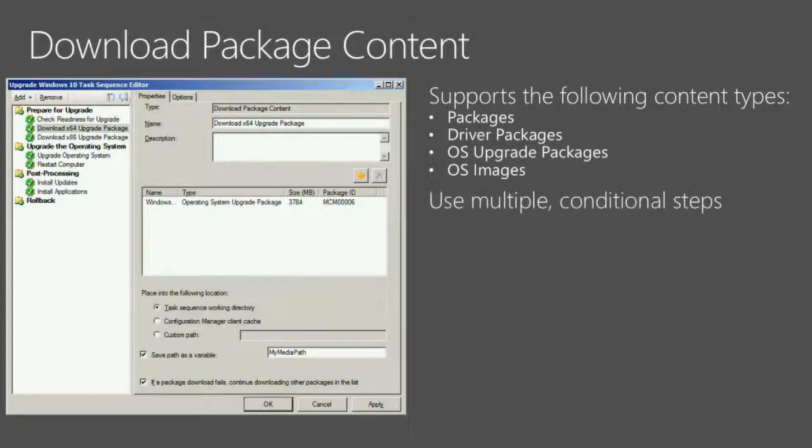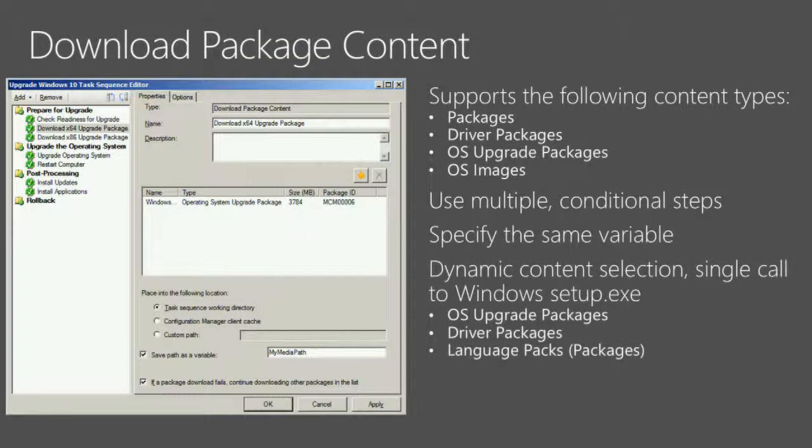Now, in the case of upgrade, the use case here is that you can specify a couple of different steps with conditions. And on each step, you see down here at the bottom, it says save path as a variable. So you can specify a variable that's the same on those steps. And then you're dynamically acquiring your content, but making a single call to setup. And I'll show you an example of that in just a second.